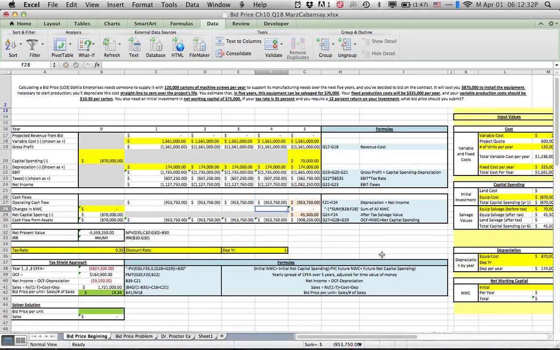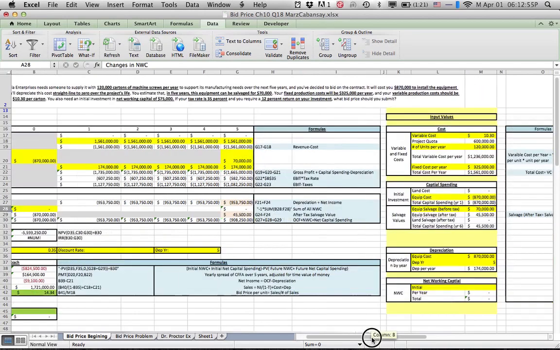Just let it go. In the last year, you're going to actually pull the operating cash flow from one of the previous years, because we're going to calculate this difference down here in the changes in net working capital and net capital spending. So changes in net working capital. This is another input that we need to add. You'll see we have it down here in yellow, so that's where we're going to populate it.